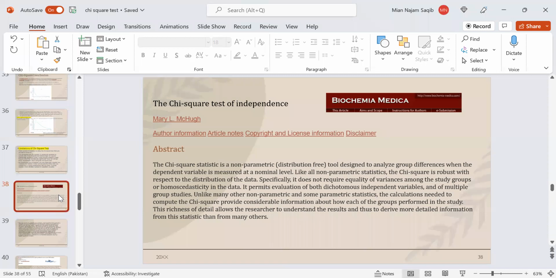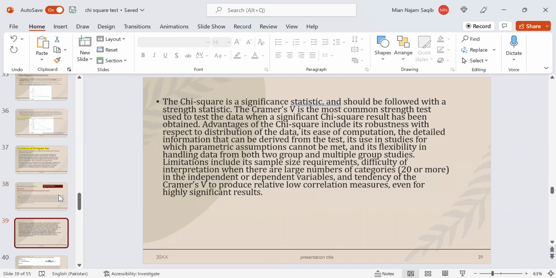Unlike many other non-parametric and some parametric statistics, the calculations needed to compute the chi-square provide considerable information about how each of the groups performed in the study. This richness of detail allows researchers to understand the results and thus derive more detailed information from the statistic than from many others. The chi-square is a significance statistic and should be followed with a strength statistic. Cramer's V is the most common strength test used when a significant chi-square result has been obtained.